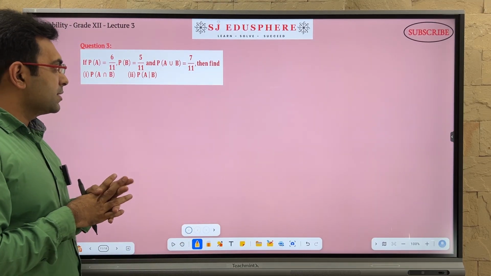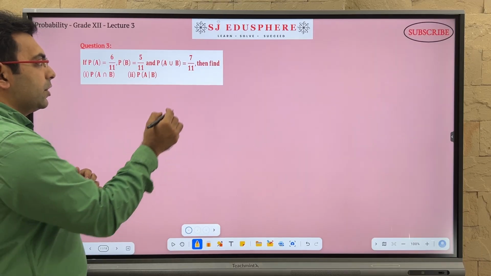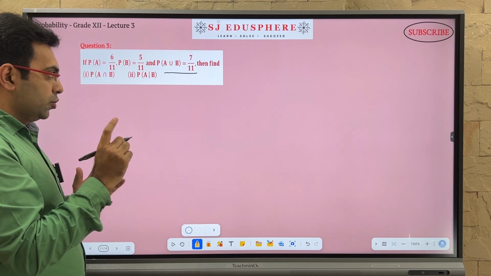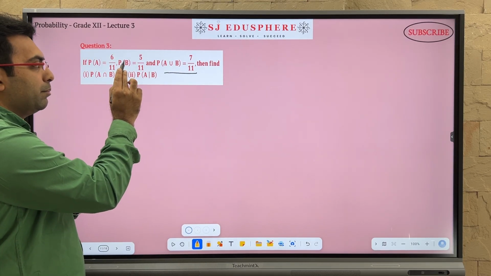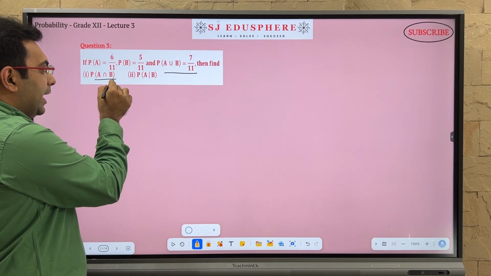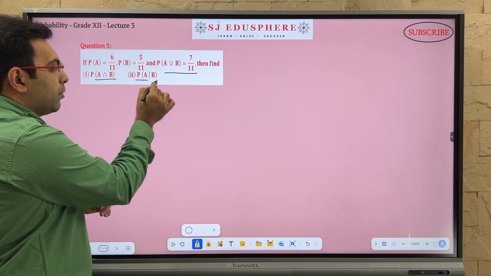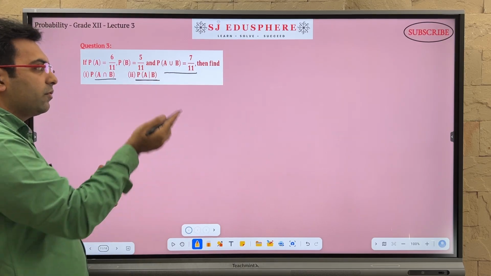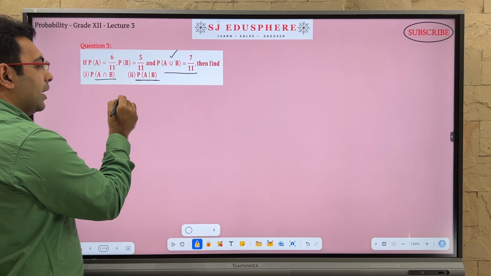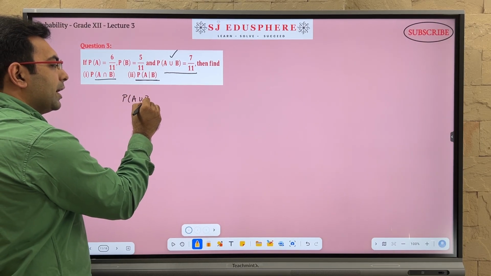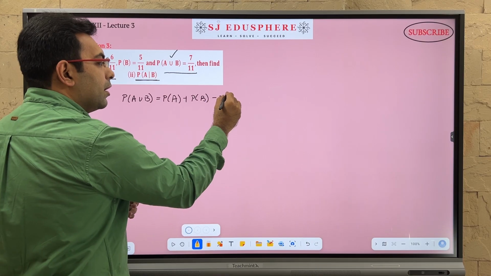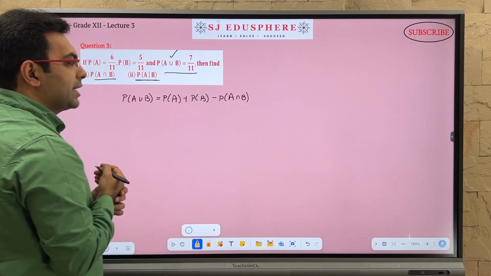My question here says, this time I have given you union. In the previous sum, we had given you a conditional value. So I have probability A, probability B, and A union B. I am asking you probability A intersection B. Had I not put up that, probability A given B. For that, you have to find the intersection values. So, do I know the formula for A union B? Can I say probability A union B is probability A plus probability B minus probability A intersection B?